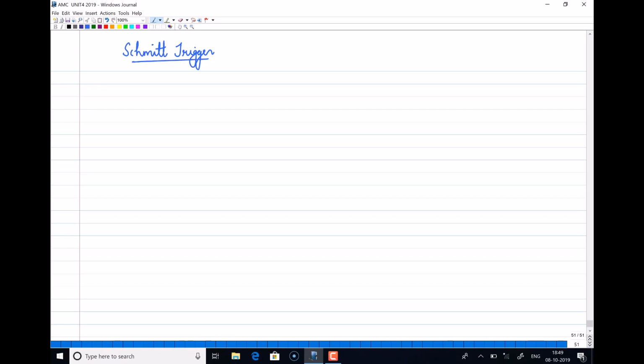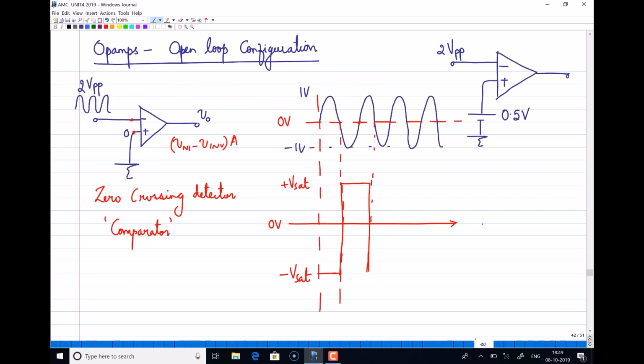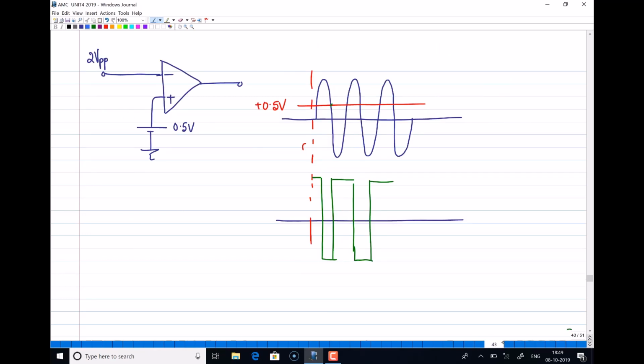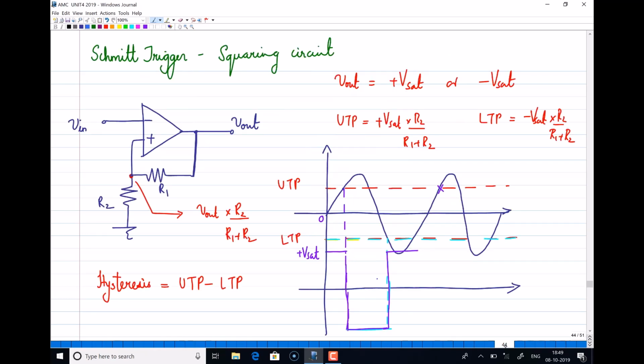We have seen the open loop configurations where your output voltages will be switching between plus and minus VSAT voltages. So we have seen a particular configuration called Schmitt trigger, where we employed a positive feedback and thereby established the upper threshold and lower threshold point, so basically it acts as a squaring circuit.